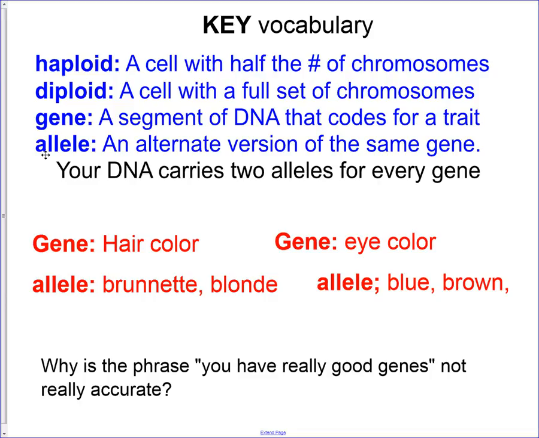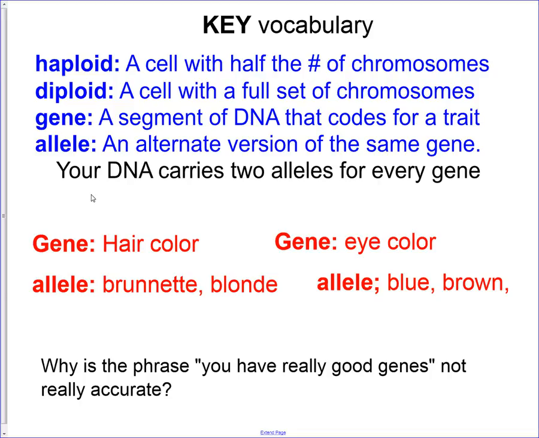A gene, we looked at genes earlier during the DNA chapter, and we defined them as a sequence of nucleotides that codes for a trait. And that's pretty much the same definition we have here. Here we have a segment of DNA that codes for a trait. An allele is a little bit more specific. It's slightly different than a gene. An allele is an alternate version of the same gene.